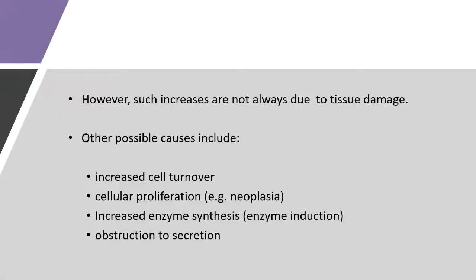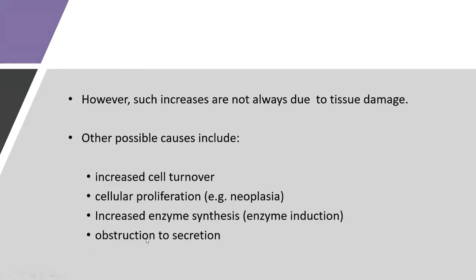However, such increases are not always due to tissue damage. If you are getting a higher activity of these enzymes in the blood or plasma, it will not always correlate with disease of a particular organ. The increase may be because of increased cell turnover, because of more cell death or apoptosis due to some drug treatment, or due to cellular proliferation, or maybe due to increased enzyme synthesis, because of certain medications or xenobiotics. The genes get induced, the synthesis of these enzymes is increased, and they come out into the cytoplasm.